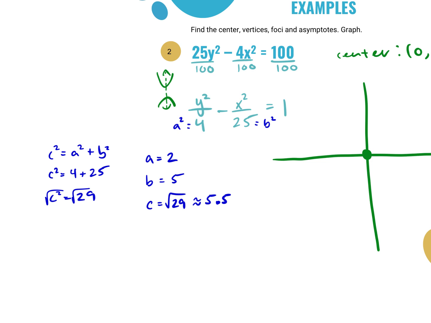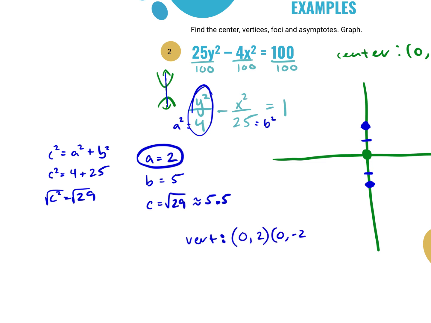So let's put our vertices on the graph. A tells us our vertices. Which direction do I go, up and down or left or right? Up and down. We go up and down 2 because our transverse axis is vertical. The 2 came from under the y, so we move up and down because y goes up and down. So I go up 2, down 2. These are my vertices: 0, 2, and 0, negative 2.